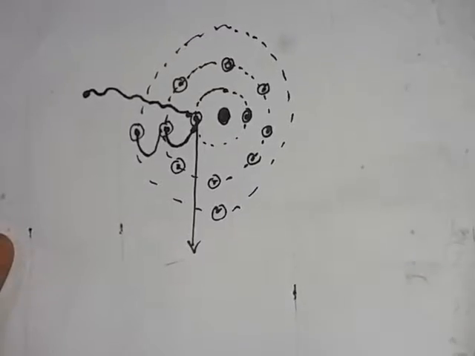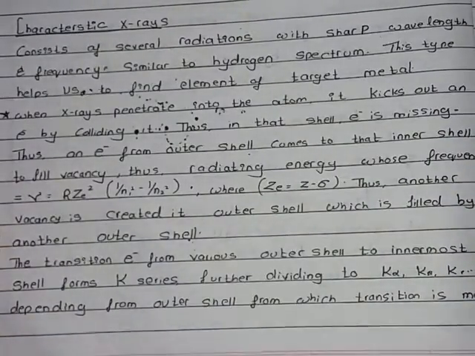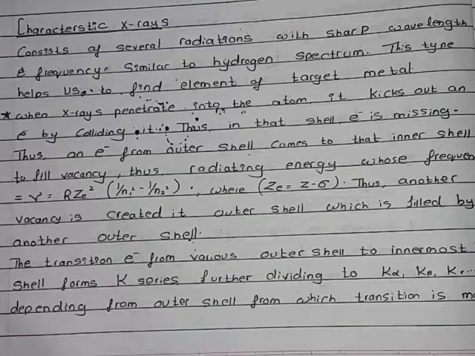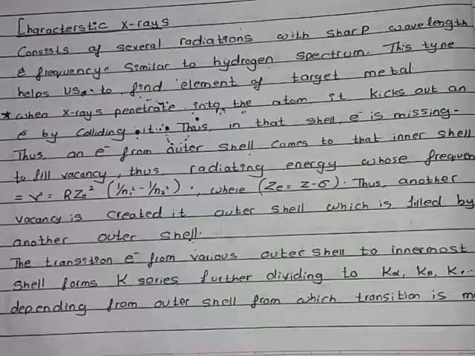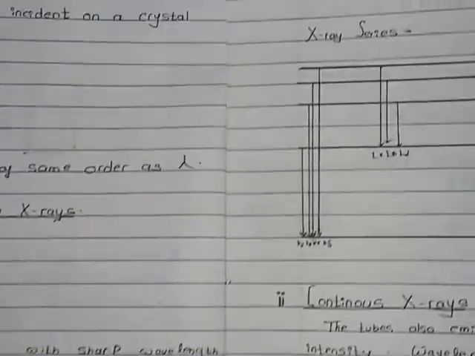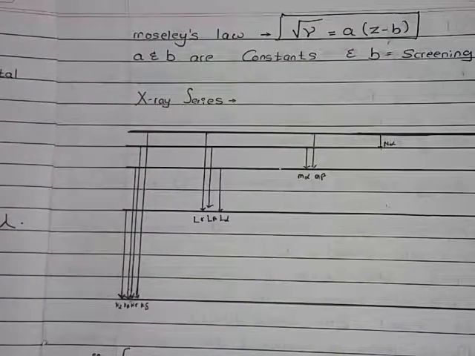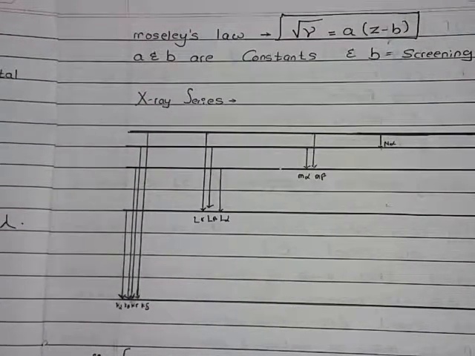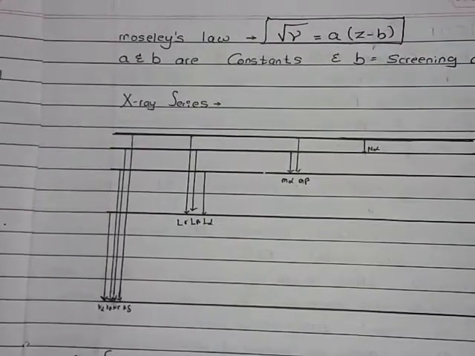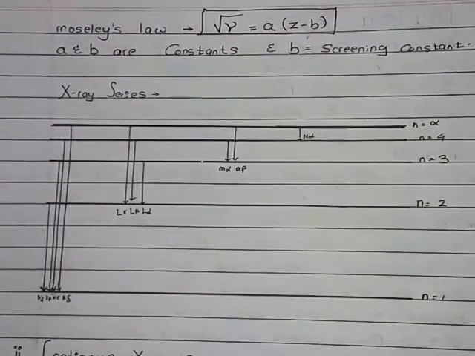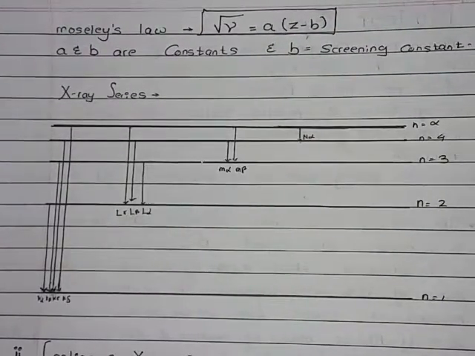Let's get down to the theory part again. I hope you know how this happens. The transition of electrons from various outer shells to the innermost shell forms the K series, further divided into K alpha, K beta, K gamma, depending upon the outer shell from which the transition is made. That's it. Now what is Moseley's law? Under root of frequency, that is of X-rays, equals A times Z minus B, where A and B are constants and B is the screening constant. It should be sigma, but it's okay.